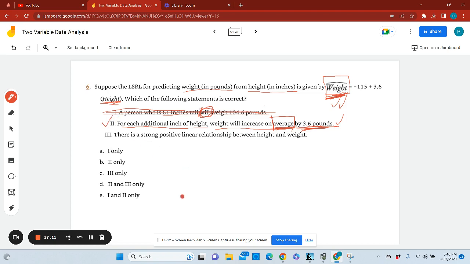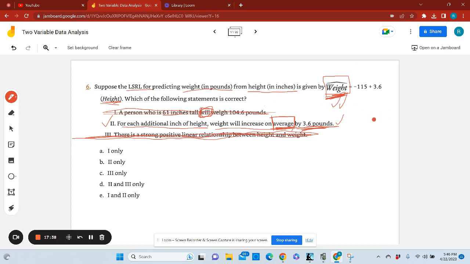And then answer choice 3 says there is a strong positive linear relationship between height and weight. Here's the thing. They don't give us the correlation coefficient. They don't give us the scatter plot. They don't give us a residual plot. So we can't make that determination. All they give us is the regression equation, right?